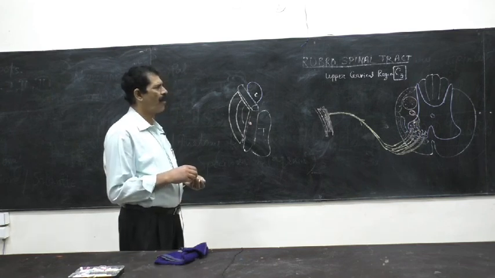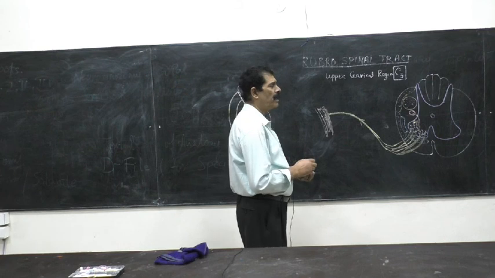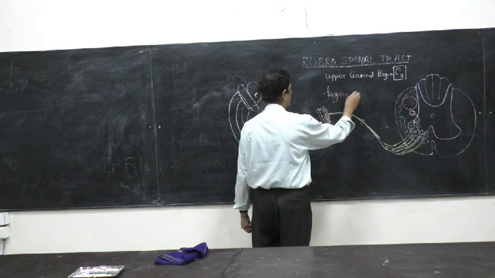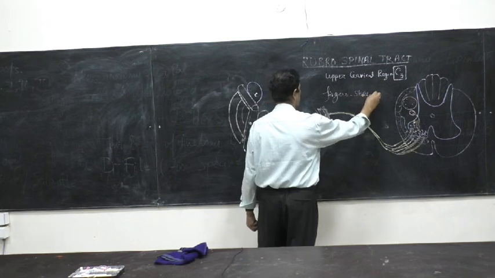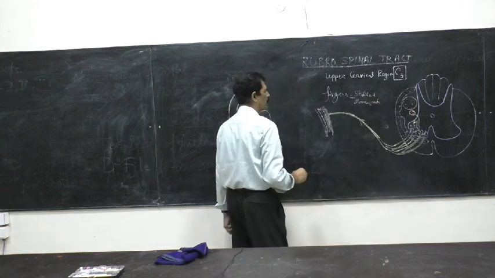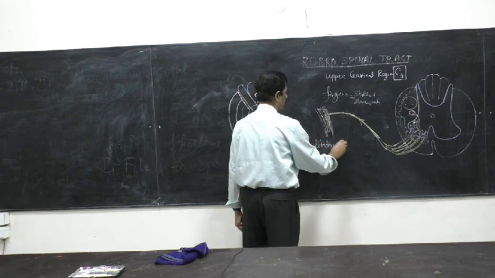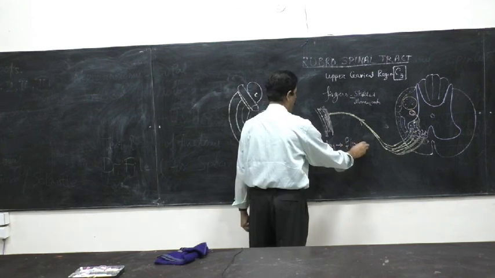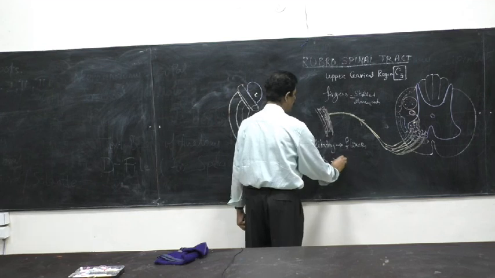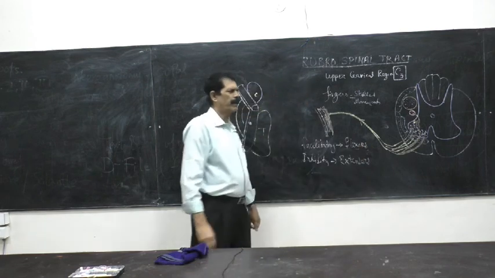Their main function is the skilled movement of the fingers of the hand, skilled movements, because they are facilitatory to the flexors but inhibitory to the extensor muscles. So they are also motor in function.